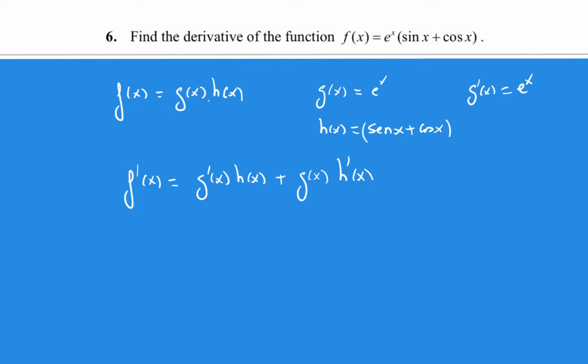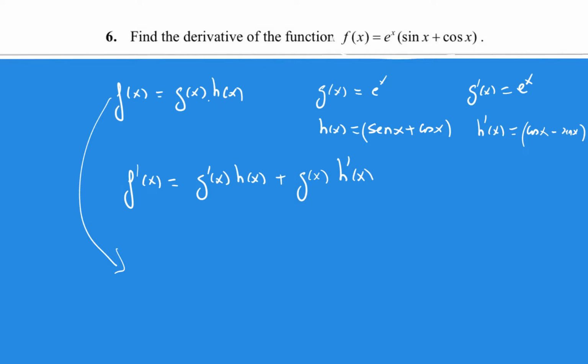Remember, the function e to the x is the only function whose derivative is equal to the same function. And h prime of x, the derivative of the sine is cosine of x, and the derivative of the cosine of x is minus sine of x. So this is h prime of x. So what is the derivative of this function?